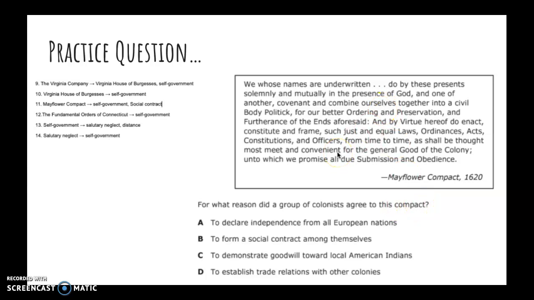Ready? Oh my God, it's too long. I don't want to read it. Well, neither do I. But I look at the author or the document. It comes from the Mayflower Compact, 1620. So what do I know about it? I know that it was self-government and it was a social contract. Can I answer this question without having to read all this? Absolutely. You do it now.